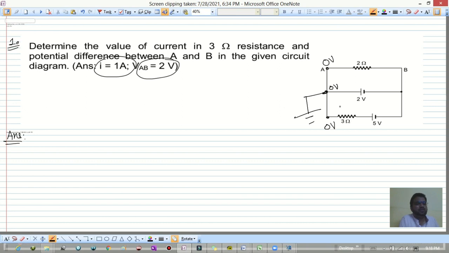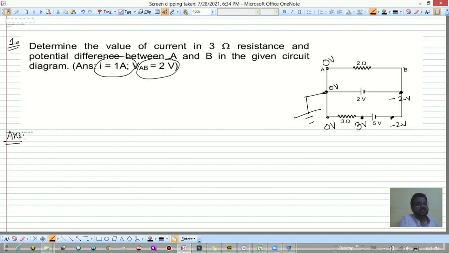This is 0 volt then. What is the potential at this point? Tell me, the potential difference across this must be 2 volt. So this must be minus 2 volt. Understood? This must be minus 2 volt. If this is minus 2 volt, this must be minus 2 volt. If this is minus 2 volt, what is the potential at this point? This must be 3 volt. 3 minus of minus 2 will become 5 volt.